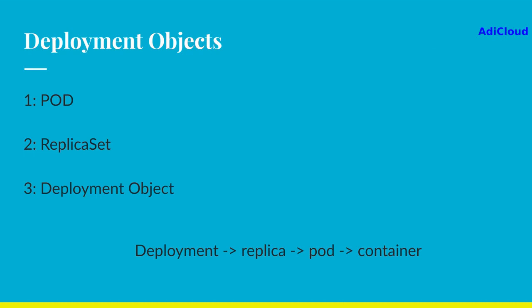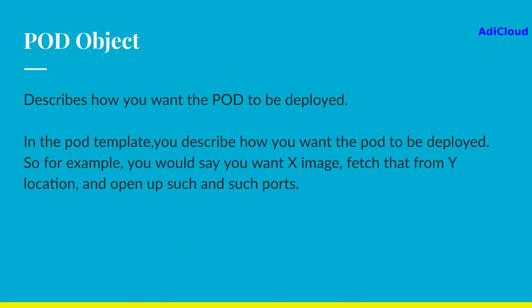In this video we'll talk about pod template, ReplicaSet and deployment objects, and in the last we will look into DaemonSet. So pod object. In the previous video we talked about what pod is. So pod is just like a wrapper for your container, or your containers will reside inside the pod, and it is the smallest unit in the Kubernetes.